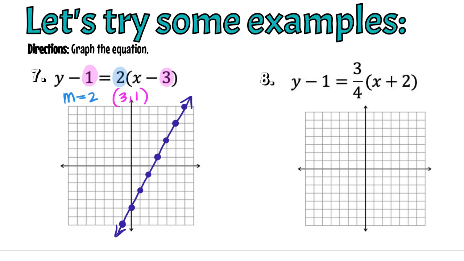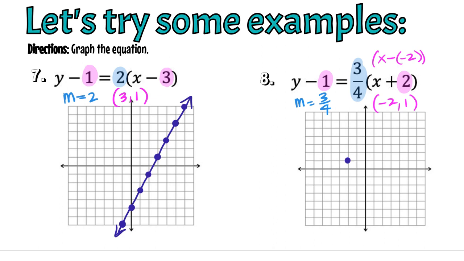Let's try another one. In number 8, we see that our slope is 3/4, and we see that our x1 is going to be -2, and this is because x minus -2, right, is going to make x plus 2. So our -2 is our x1, and then our y1 is going to be 1. So our point is the point -2, 1. So let's go ahead and plot the point -2, 1.